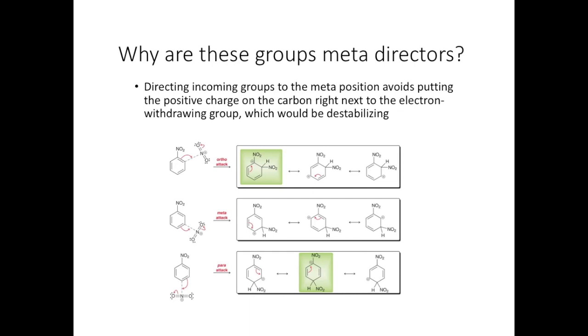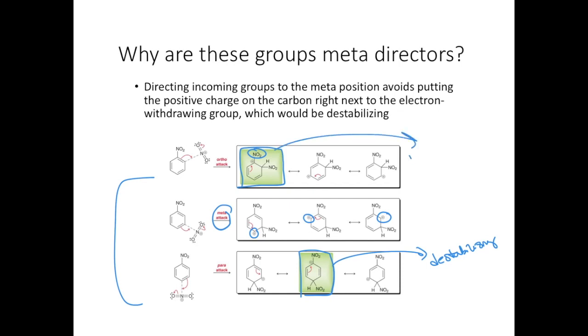To figure this out, just like with the ortho-para, we need to draw all of the different carbocation intermediates that can result. With the ortho and para attack, we get a very unstable carbocation intermediate where the positive charge is right next to the nitrogen atom that already has a positive charge on it. Positive charges do not want to be on atoms right next to each other. So that is destabilizing. However, if instead we only do a meta attack, we never get the positive charge on the carbon right next to the positively charged nitrogen. So this is better.